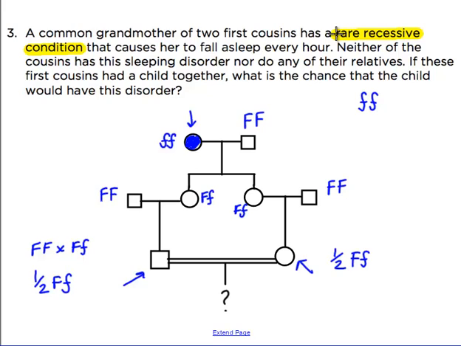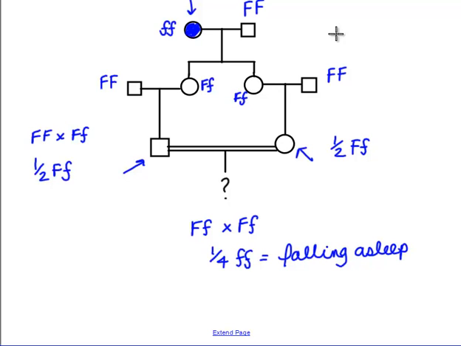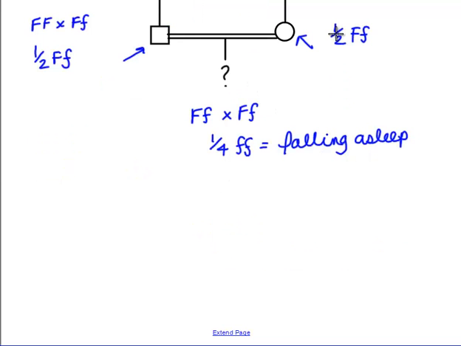Now, if both these parents were carriers, then you would be doing big F, little f, times big F, little f, which is a monohybrid cross, and would therefore be a 1/4 chance of the child being little f, which equals the falling asleep disorder. So for the total probability of this child having the disorder, you have to include the chance of the father being a carrier, which is 1/2, the chance of the mother being a carrier, which is another 1/2, and then the chance of 2 carriers having an affected child is 1/4. So the total probability is 1/16.